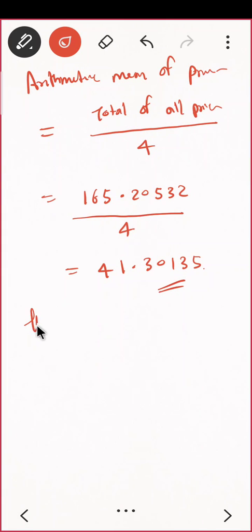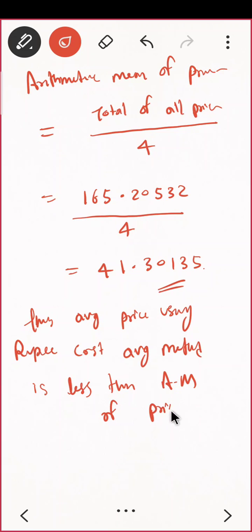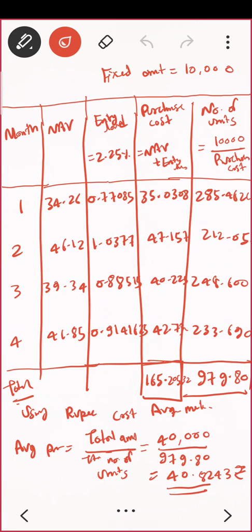Thus what is your conclusion? Thus the average price using the rupee cost averaging method is less than the arithmetic mean of prices. Okay, do you understand? Yeah, this was the last topic of your syllabus, that is systematic investment plan. Find the average of rupee cost.